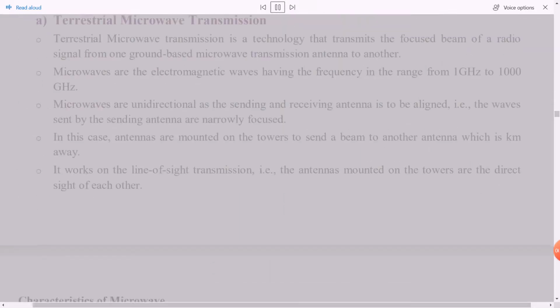A. Terrestrial microwave transmission. Terrestrial microwave transmission is a technology that transmits the focused beam of a radio signal from one ground-based microwave transmission antenna to another. Microwaves are the electromagnetic waves having the frequency in the range from 1 GHz to 1000 GHz. Microwaves are unidirectional as the sending and receiving antennas are to be aligned, i.e., the waves sent by the sending antenna are narrowly focused. In this case, antennas are mounted on the towers to send a beam to another antenna, which is km away. It works on line of sight transmission, i.e., the antennas mounted on the towers are in direct sight of each other.